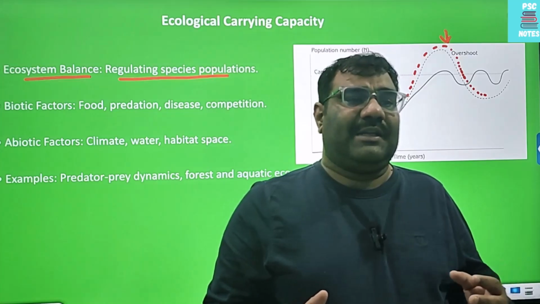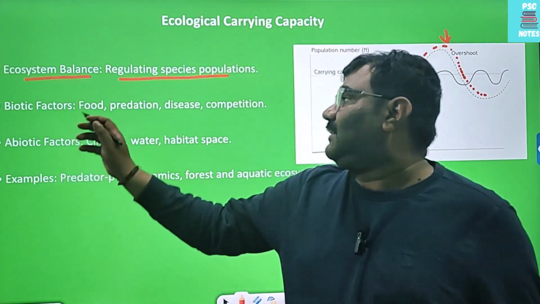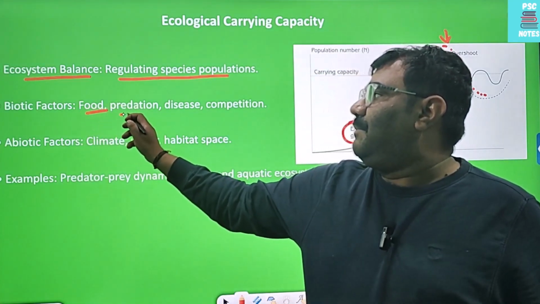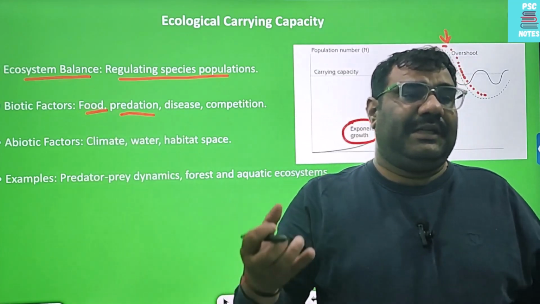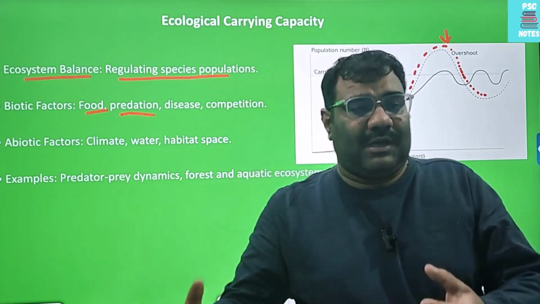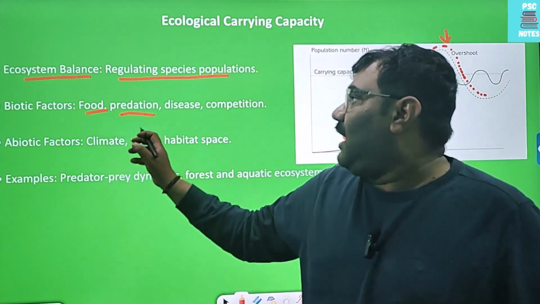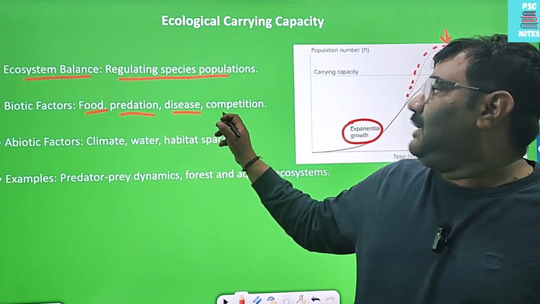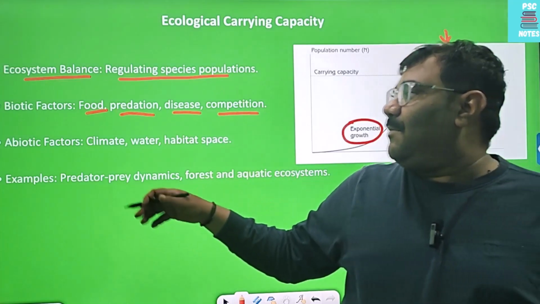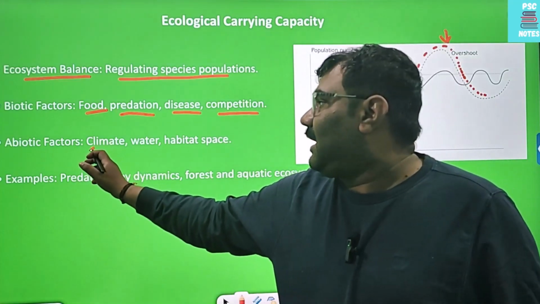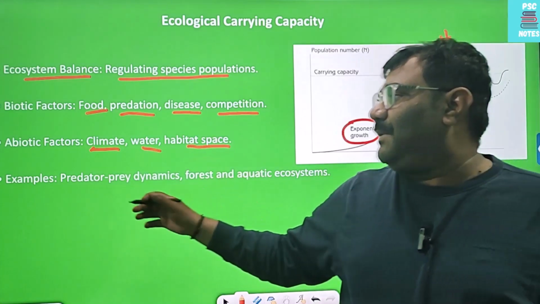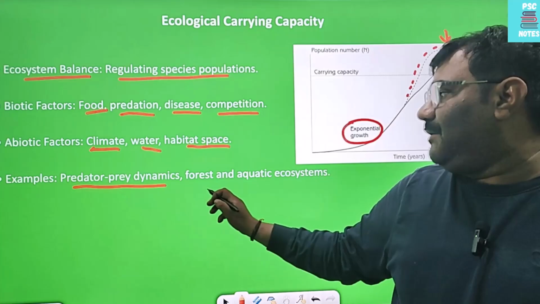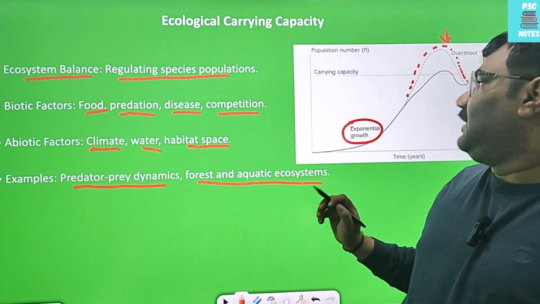population. What are the biotic factors? तो biotic factors are food, predation, like deer की population है तो tiger will control it, ठीक है, and disease and competition. Abiotic factors are climate, water, habitat space. Examples are predator-prey dynamics, forest, aquatic ecosystem.